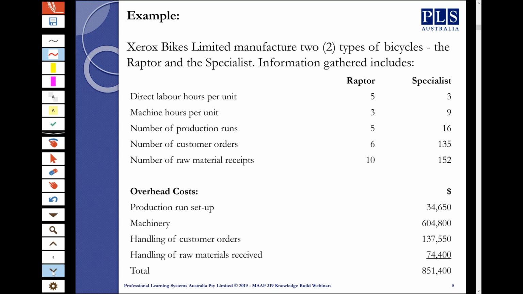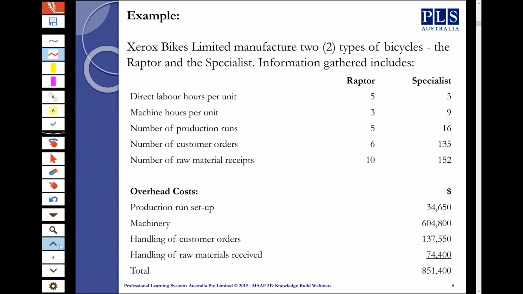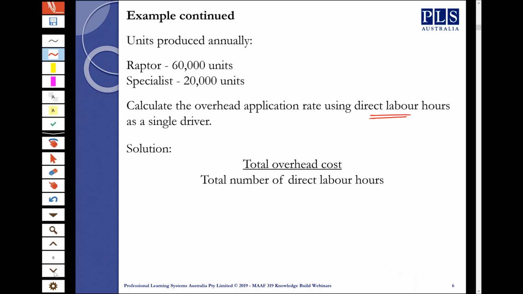As you then turn the page, you'll find that I reference the fact that we produce annually 60,000 Raptors, 20,000 Specialists, and we've got to calculate the overhead application rate using direct labour hours as our single driver. So this is where we're talking traditional costing. You take your pool, which would be your 851,400, and you have to determine your cost driver rate on a per hour basis. You then convert that to a per unit. So the way you do this is you take your total overhead cost of your 851,400.